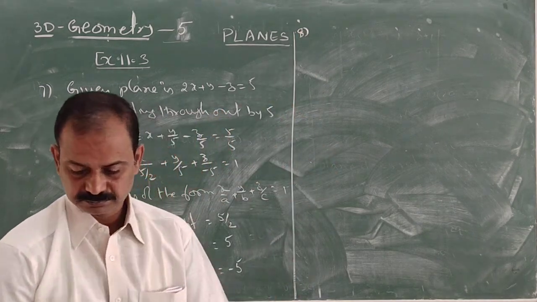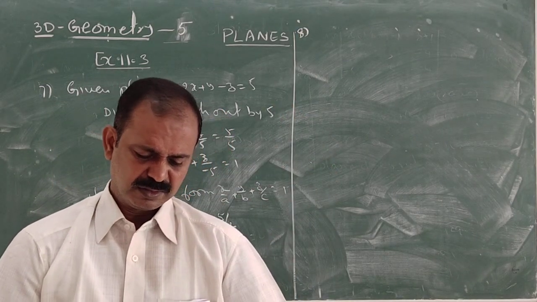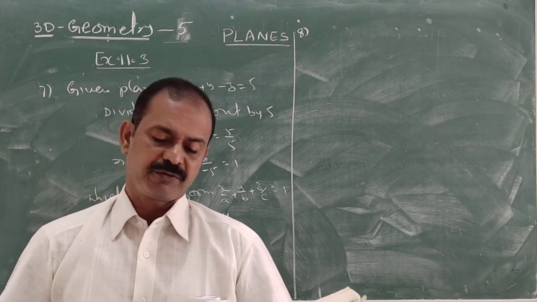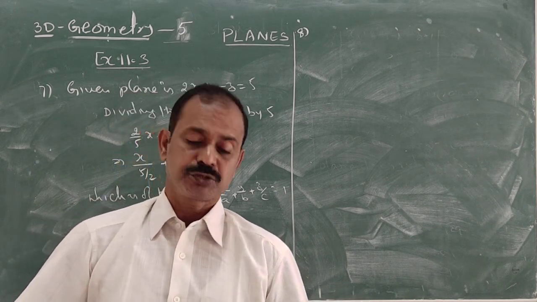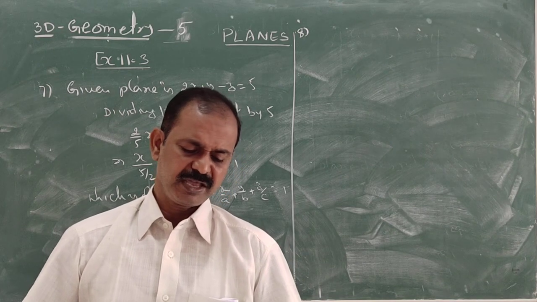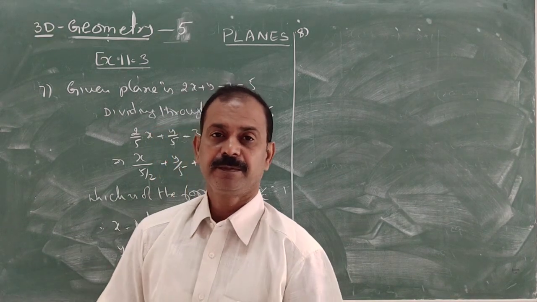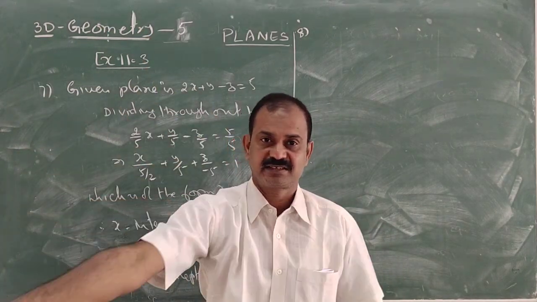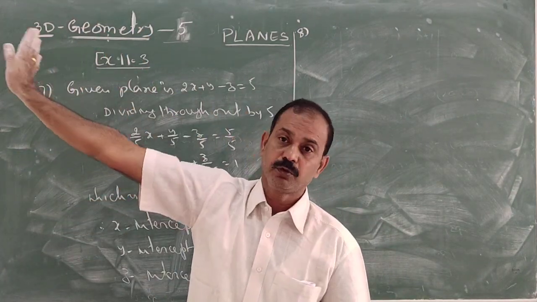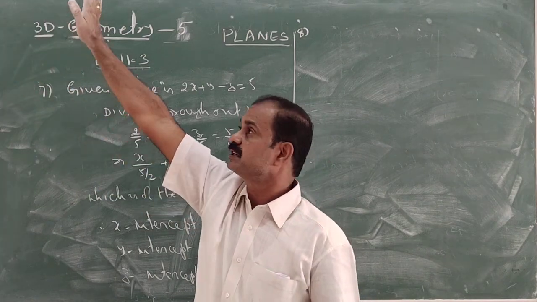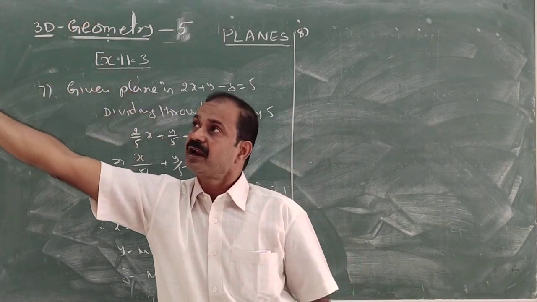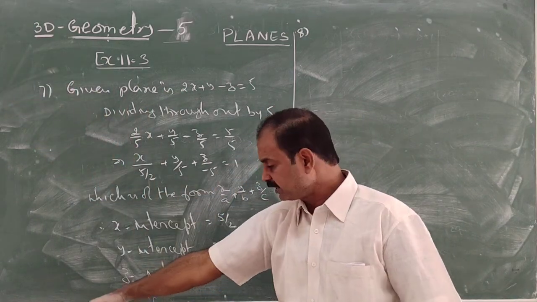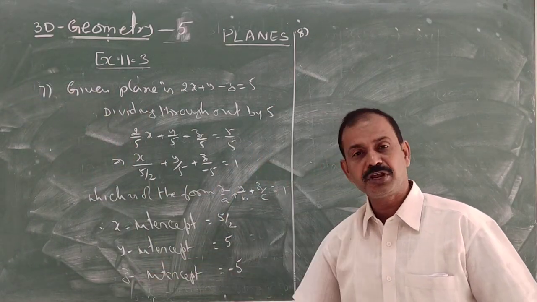Eighth one. Find the equation of the plane with intercept 3 on the y-axis and parallel to ZOX plane. See, this is the z-axis and this is the x-axis. So this is the ZOX plane. That wall is nothing but the ZOX plane. Parallel to ZOX plane at a distance of y is equal to 3 units.